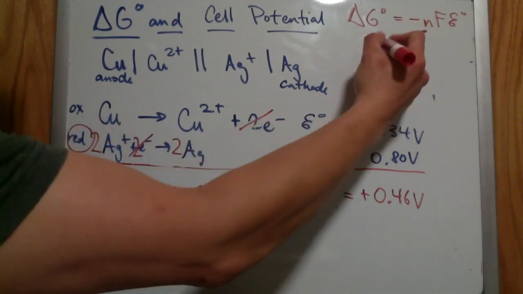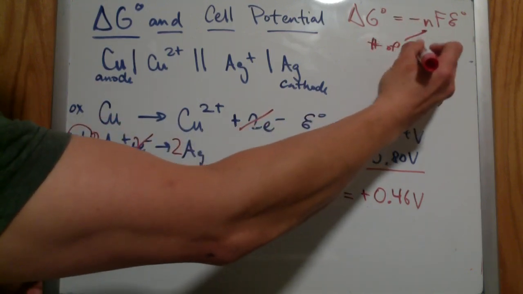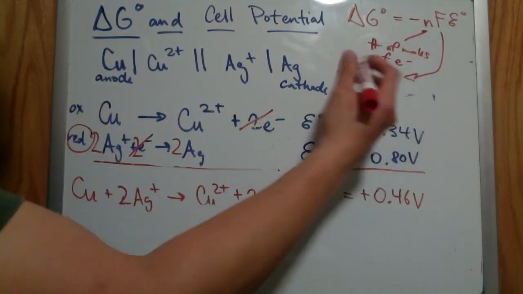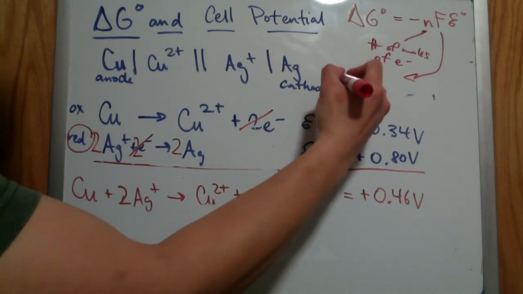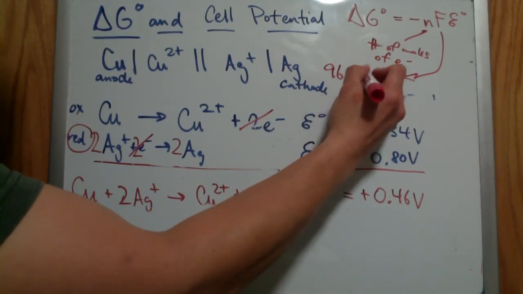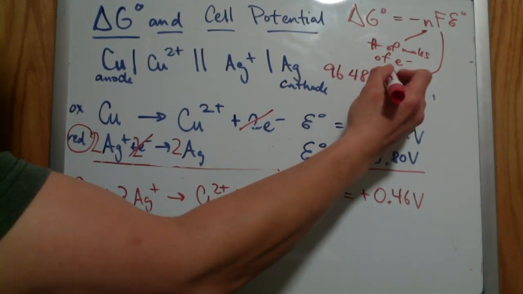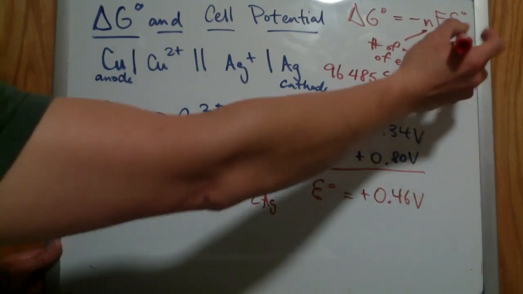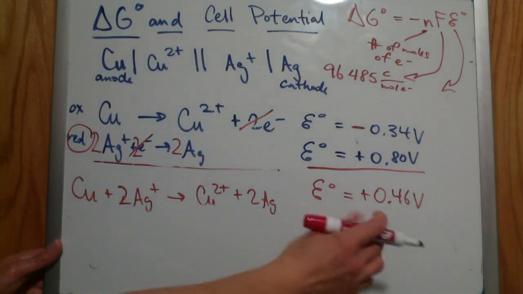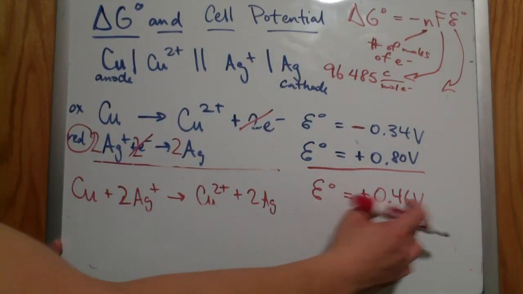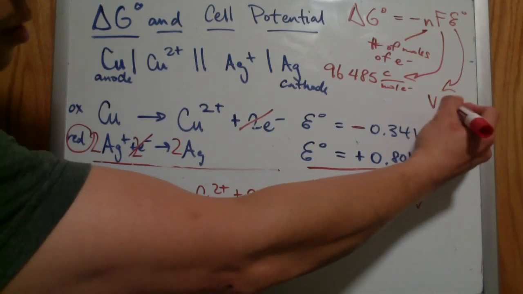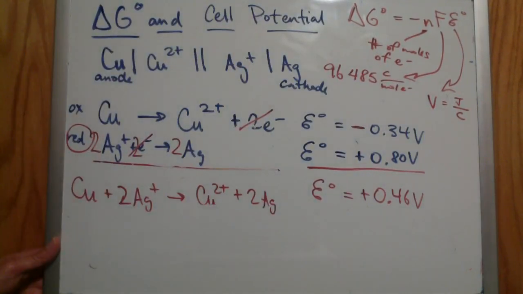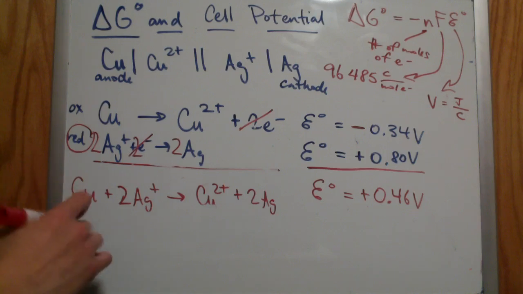The n stands for the number of moles of electrons. The F is Faraday's constant. Faraday's constant is 96,485 coulombs per mole of electron. And then the cell potential, or the standard cell potential, is in volts. And then volts is also equal to a joule per coulomb, which will be important when we see the units. So now all we have to do is plug and chug. So let's go ahead and do that here.